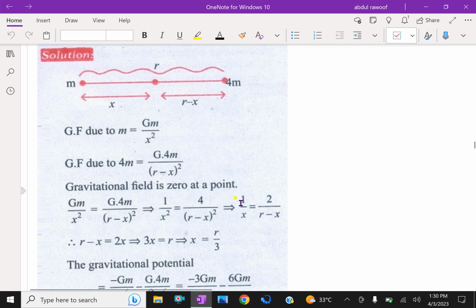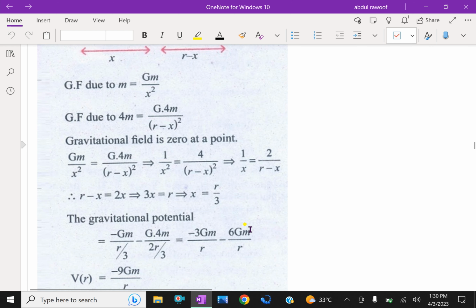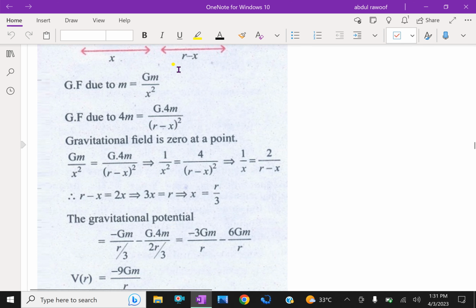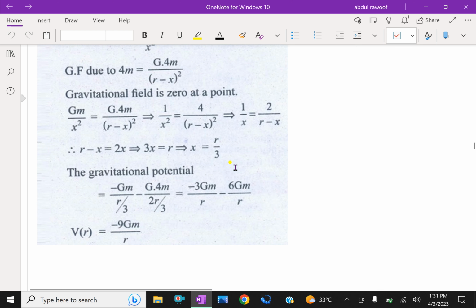Taking square root, 1 over x equals 2 over r minus x. Therefore, let's take the relation r minus x is 2x. By cross multiplying, 2x equals r minus x, so taking x to the other side, 3x equals r. Therefore, x equals r over 3. Then the second distance is r minus r over 3, which is 2r over 3.